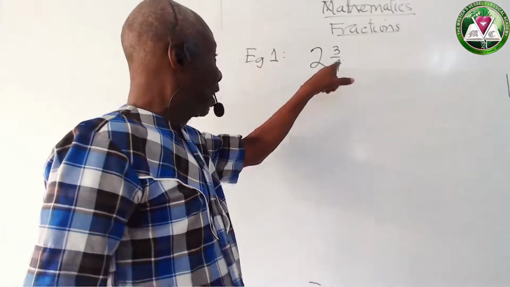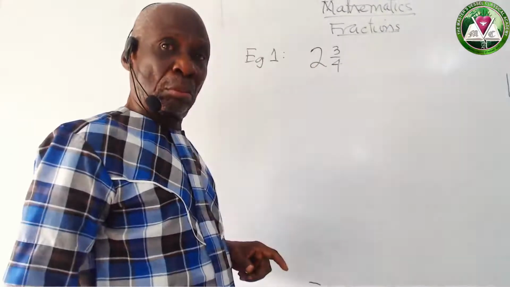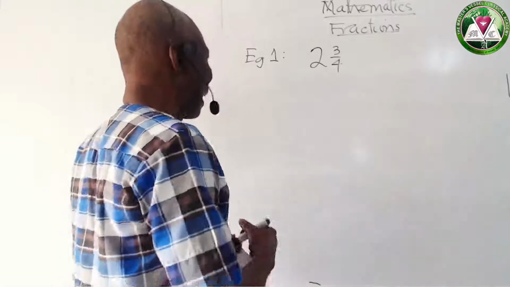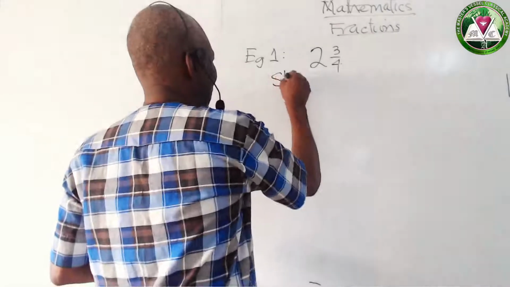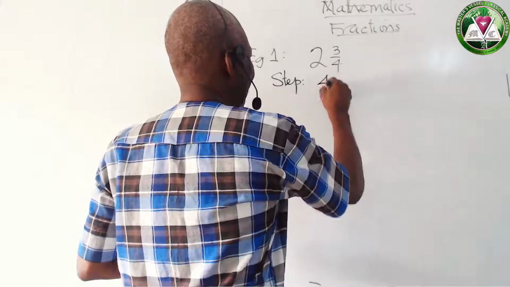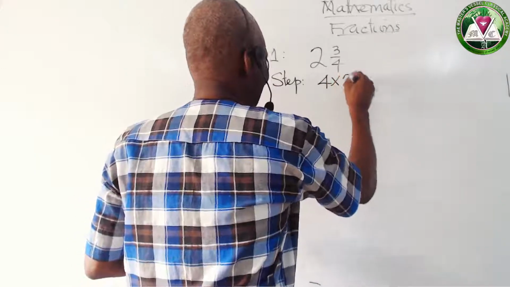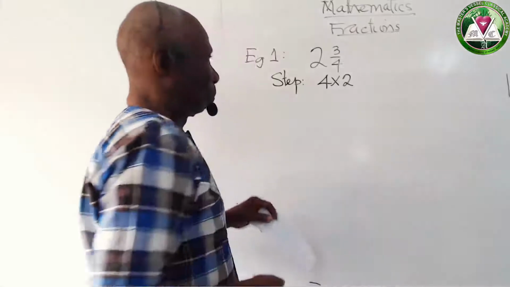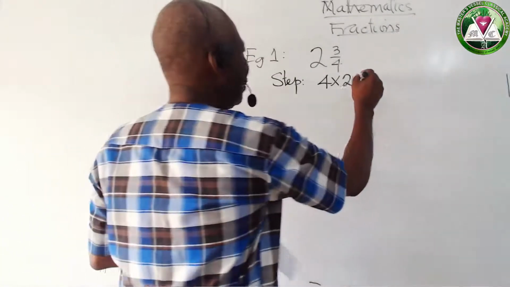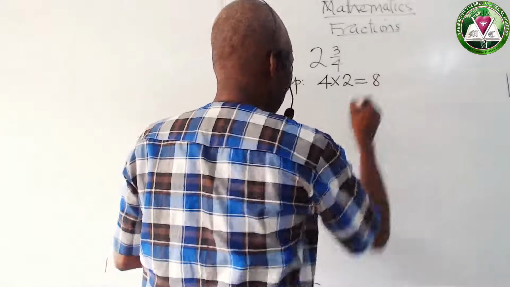What's the relationship between this 4 and this 2? The 4 here should multiply this 2. So, step 1, we multiply the denominator 4 by the whole number portion. That is step 1. And what does this give us? 8. We put it down. Noted.